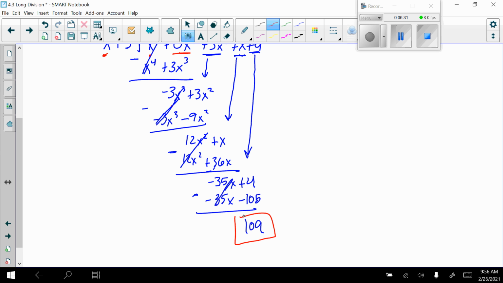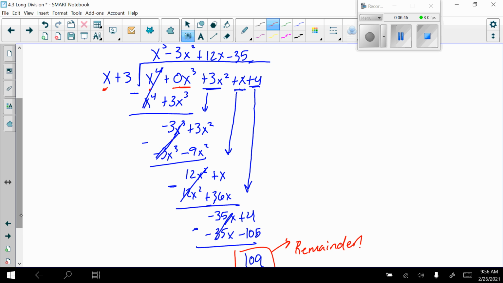Well, if you remember when you did long division back in the day, you could end up with a remainder. That doesn't mean you're wrong. That just means that x plus 3 does not divide into this polynomial evenly. Okay, so we have a remainder. That's totally fine.